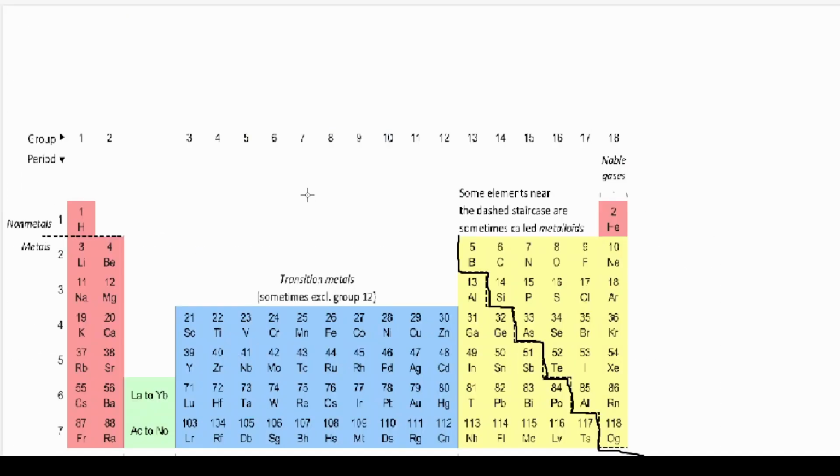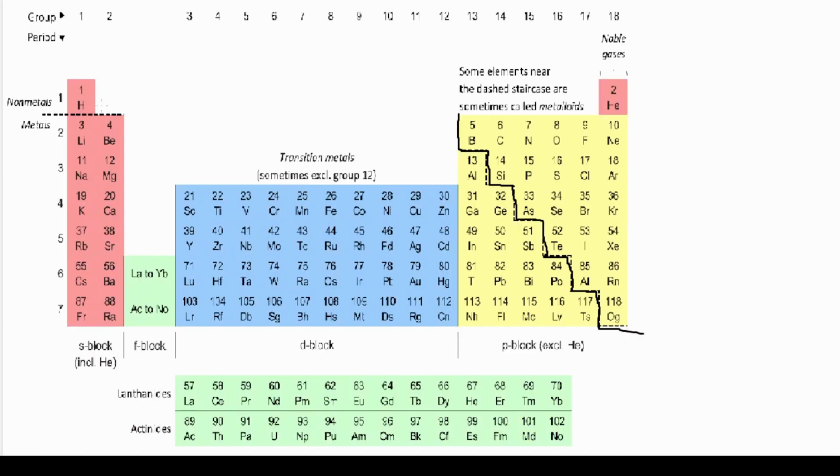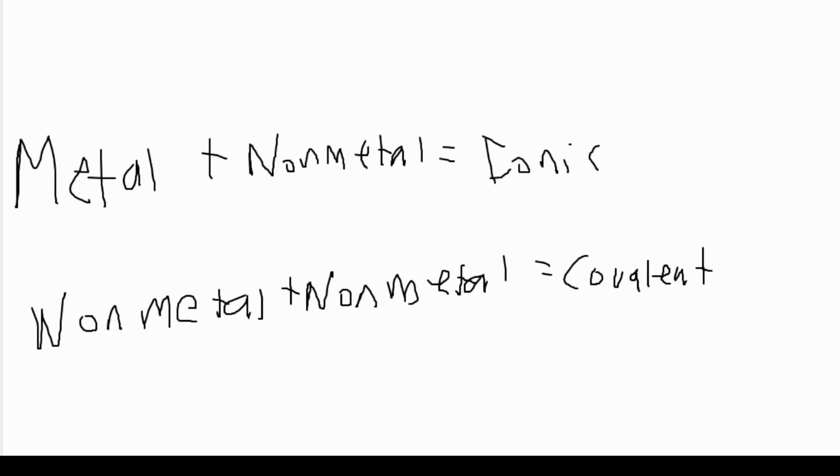Also, hydrogen is a nonmetal. It's on this left side here, but hydrogen is considered a nonmetal. So for example, if you had lithium bonding with oxygen, that's a metal and a nonmetal, so that is ionic. If you had fluorine bonding with oxygen, that's two nonmetals, that's covalent. Hydrogen, fluorine, two nonmetals, covalent. Beryllium and nitrogen, metal plus nonmetal, ionic. And so that's really just what that means.